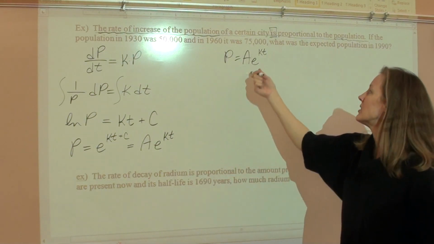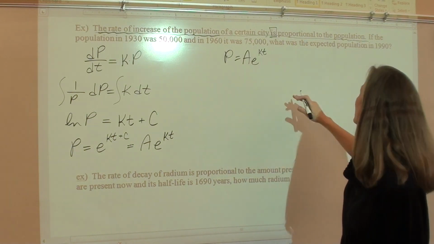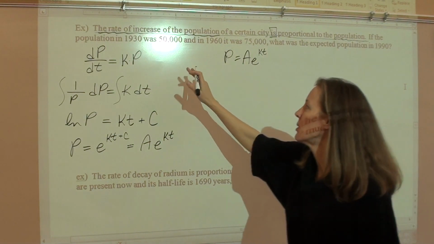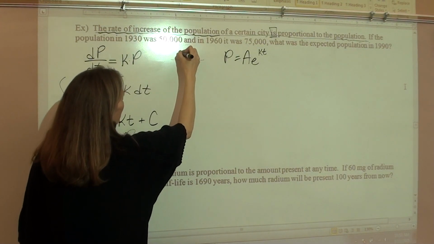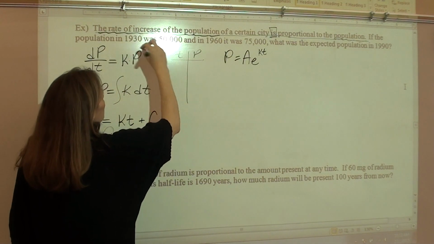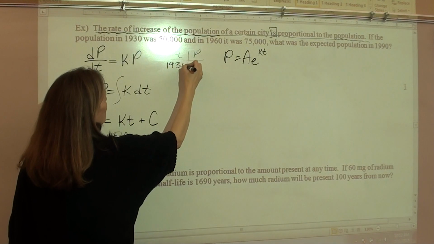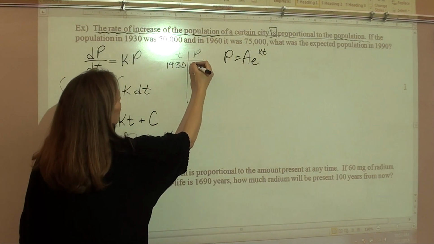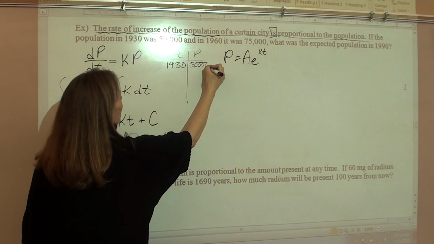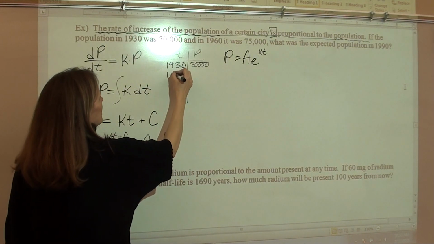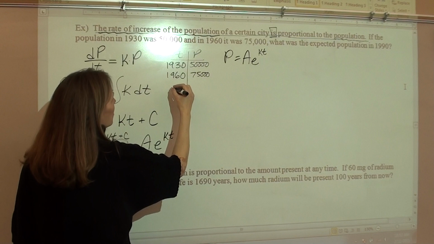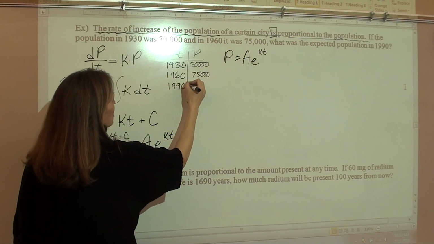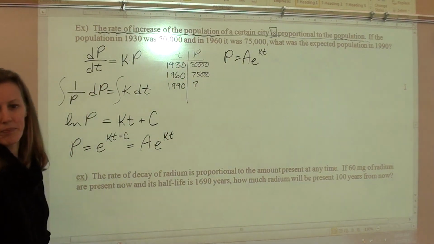Okay. All right, so now we've got that. Now we have to actually solve the problem. So let's look at what we're given. So I'm going to make a little T-chart. You don't have to. This is just my thing. So in 1930, watch out because I'm going to erase, so don't freak out. In 1930, the population was 50,000. And in 1960, the population was 75,000.